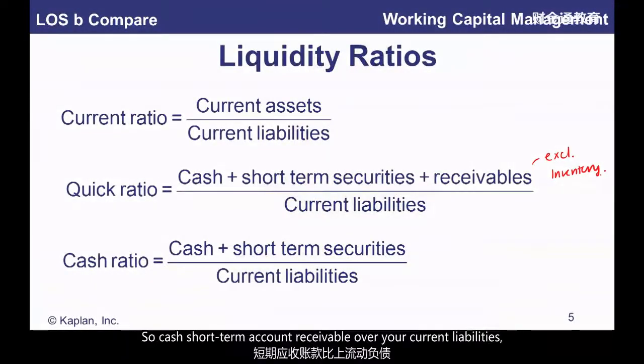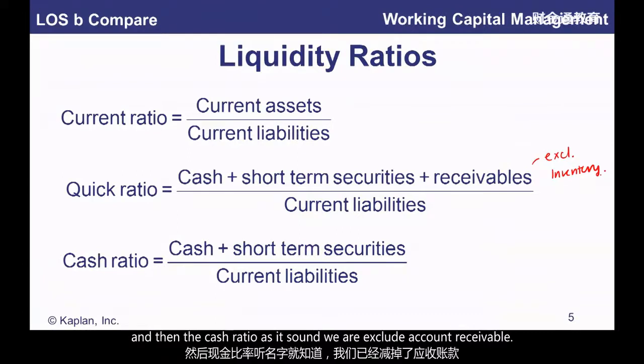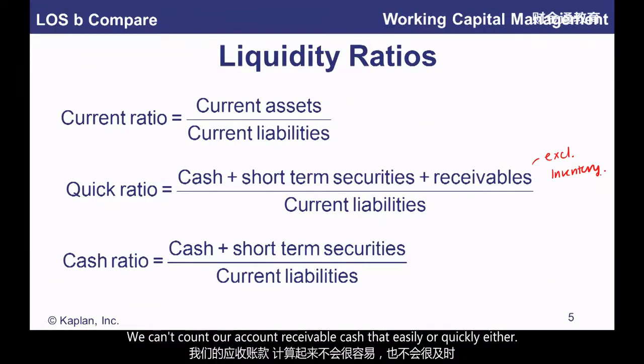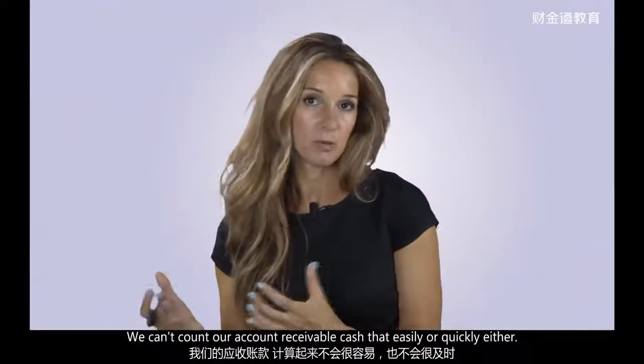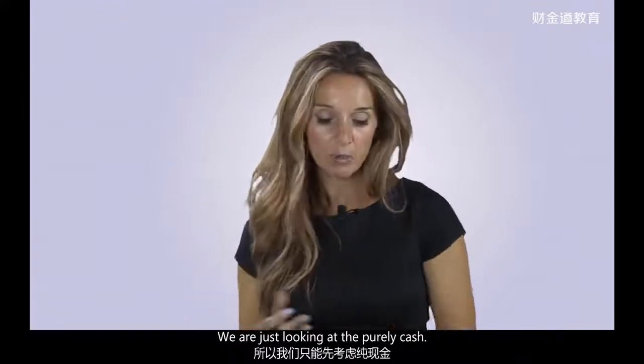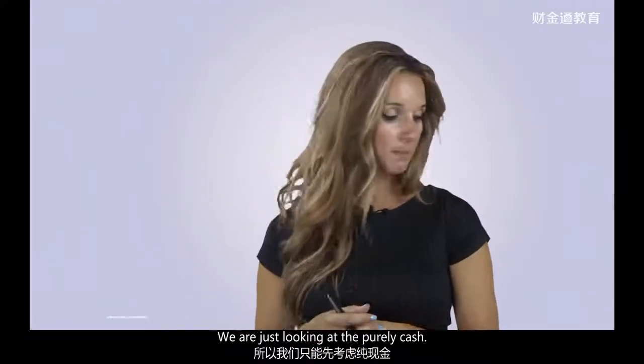So cash, short-term securities, receivables over your current liabilities. And then the cash ratio, as it sounds, we're excluding accounts receivable because maybe we can't turn our accounts receivable into cash that easily or quickly either, and we're just looking purely at cash.